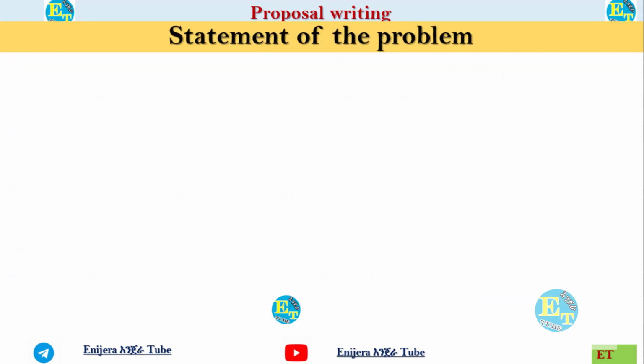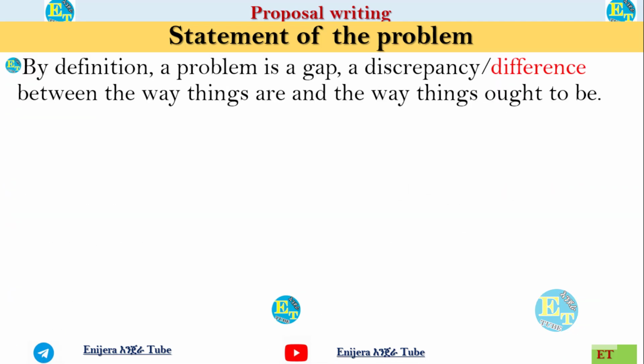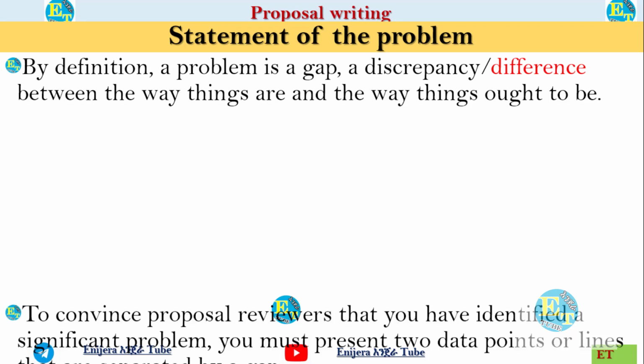The next front matter part is the statement of the problem. By definition, a problem is a gap or a discrepancy or difference between the way things are and the way things ought to be. Look, the way things are and the way things ought to be.